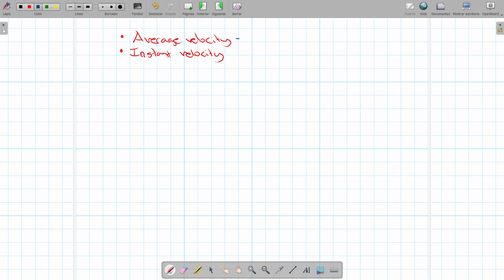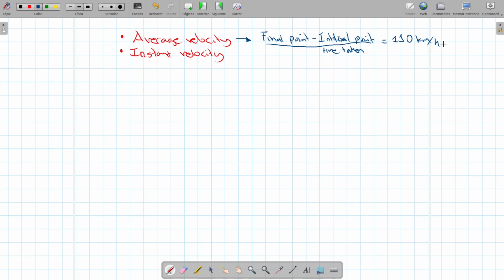When we're talking about average velocity, imagine you're going on a trip from one place to another. It takes you 2 hours, and to know your average velocity, you're going to divide the final displacement, the final point you're at, minus the initial point, divided by the time taken. So, for example, you could have done something like 110 kilometers per hour if it was a 2 hour trip. But this is the average velocity throughout the whole trip.